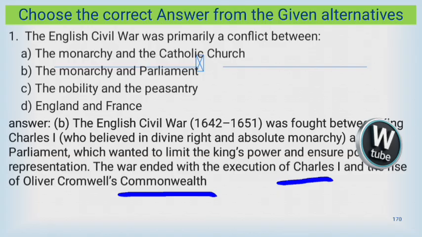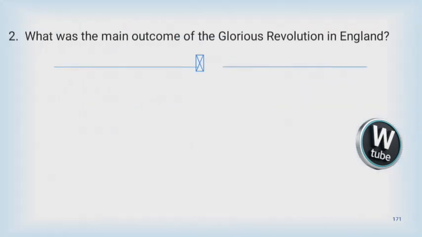The correct answer is B. The English Civil War was primarily a conflict held between the monarchy and parliament. Question number 2. What was the main outcome of the glorious revolution in England?